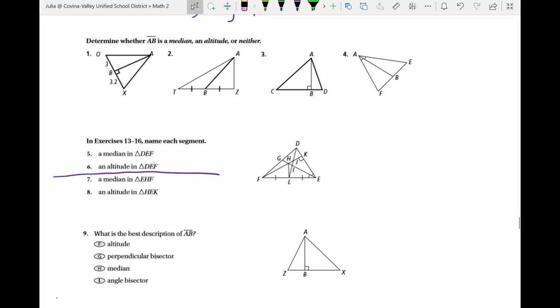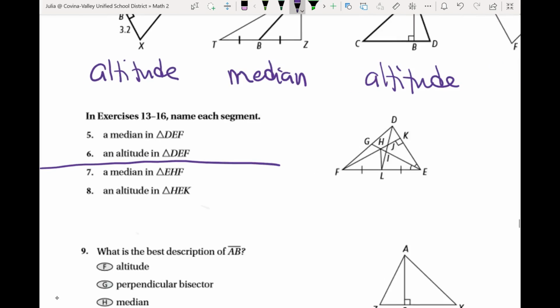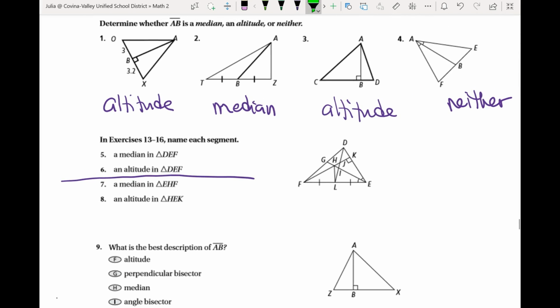Okay, number 1, what'd you get? Altitude. Good job. It's not neither. It is altitude. It is not a median because 3 and 3.2 don't match, but it does have a right angle. What'd you say for number 2? Median. Goes to the middle. And number 3? And number 4? Neither. What would it be? Angle bisector. Good.